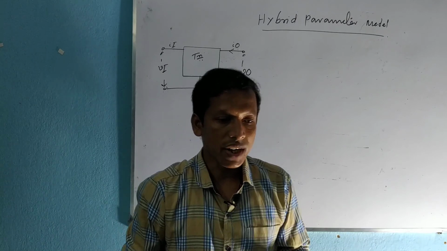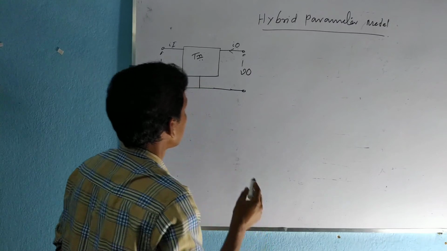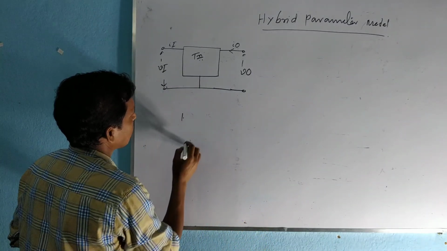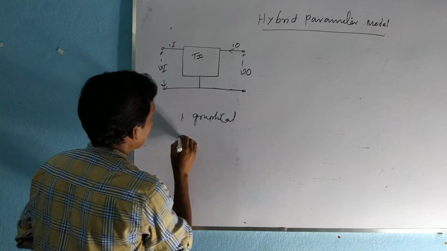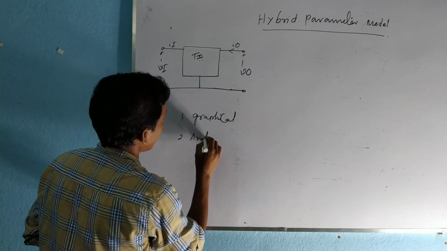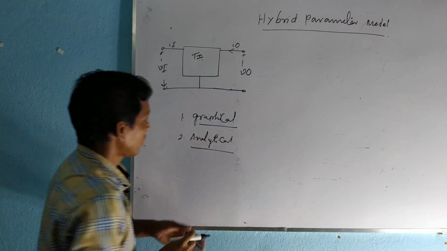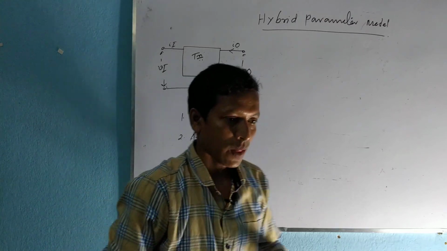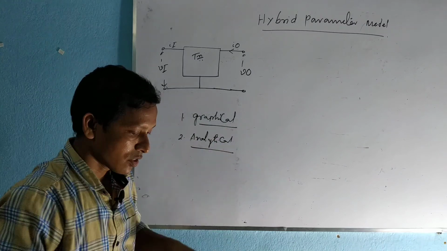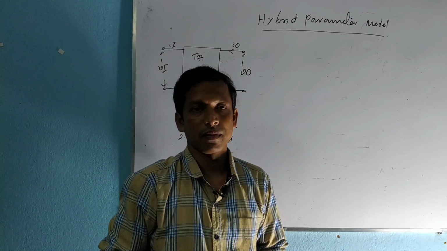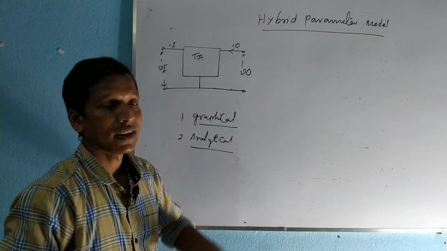There are two techniques for the analysis of transistor amplifier, and these are number one, graphical technique, and another one, analytical technique. Okay, actually graphical technique is used for large signal amplifier and analytical technique is used for small signal transistor amplifier. But in this class I will discuss the analytical technique of transistor amplifier.